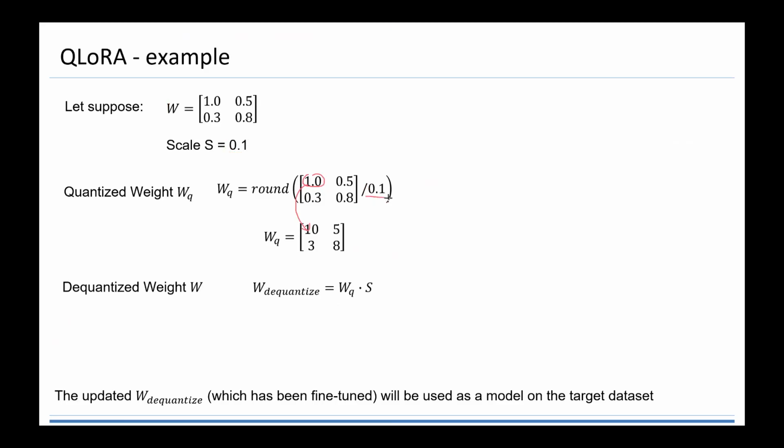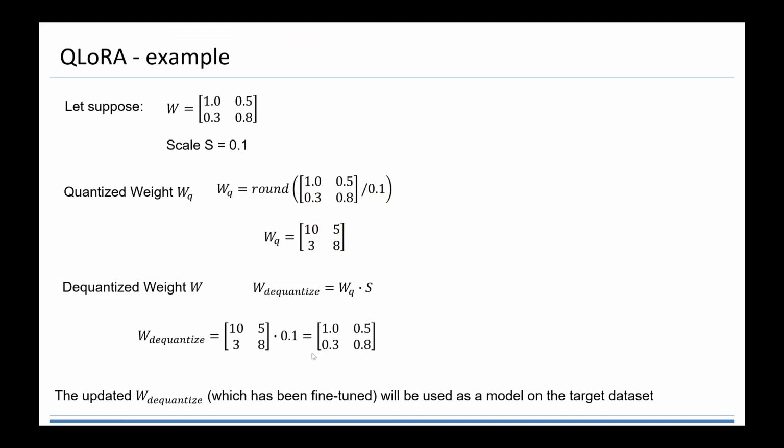1.0 divided by 0.1 now becomes 10. 0.5 divided by 0.1 becomes 5. 0.3 divided by 0.1 becomes 3. And this one becomes 8. Okay. So this scale is just to show you a very simple example.